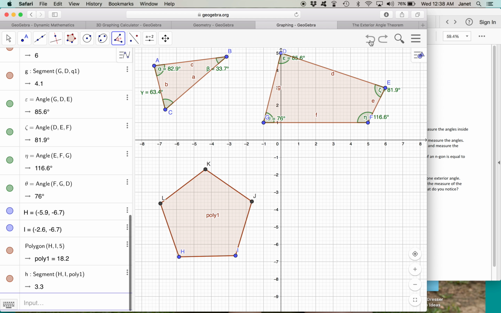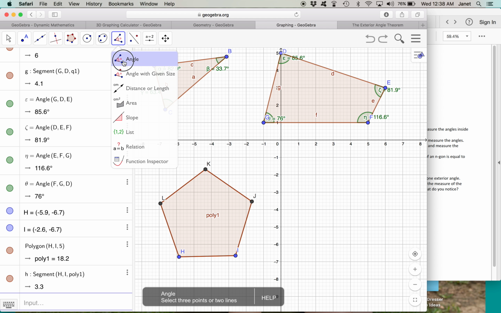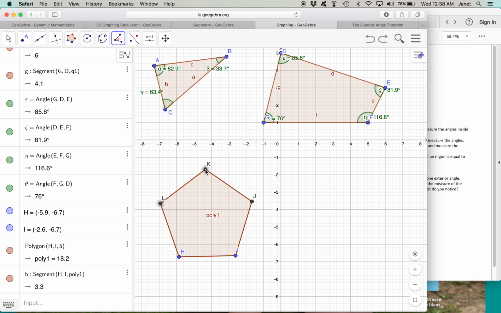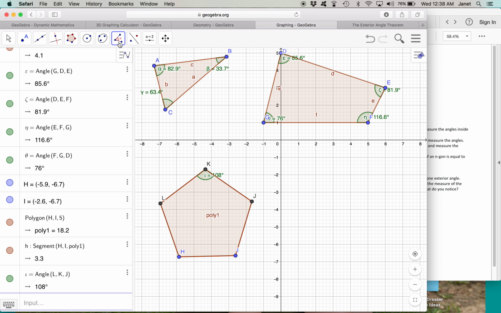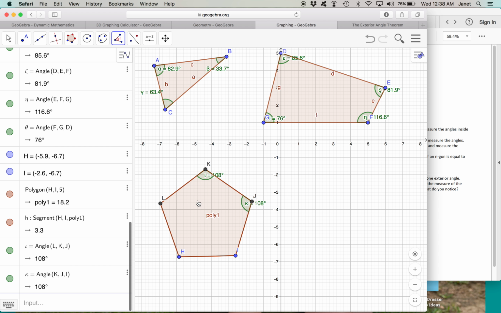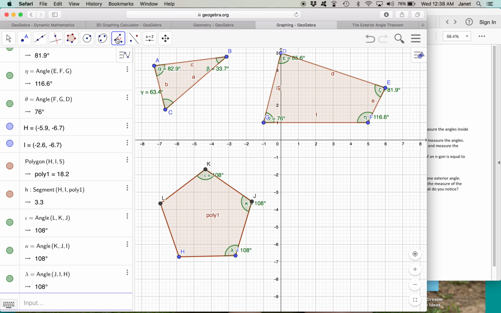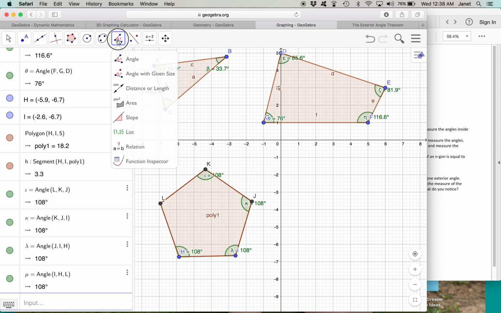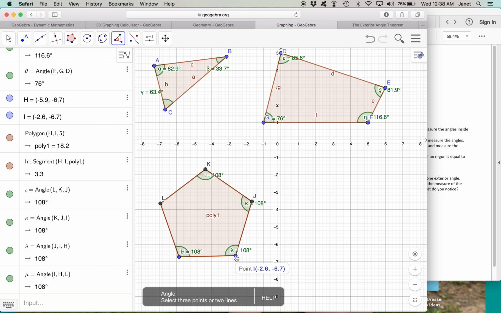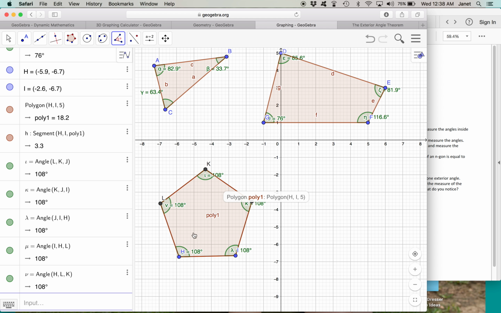Let's try that again. That's not measuring the interior angle. Let's try this one here. There we go. And let's do this one here. Now, it is a regular polygon, so all the interior angles should be exactly the same. And in fact, they are. They're all 108 degrees.